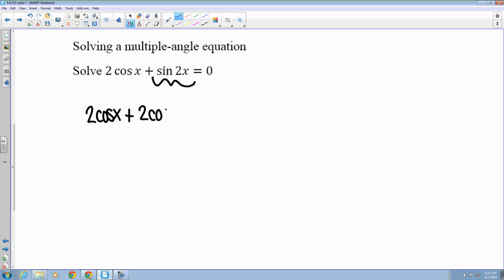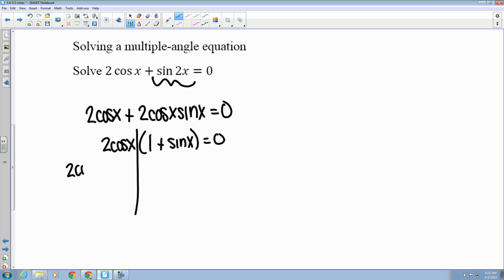2 cosine x sine x equals 0. Both of these terms have 2 cosine in them. Remember, we're always going to be looking for factoring opportunities. And then we can set both of them equal to 0.